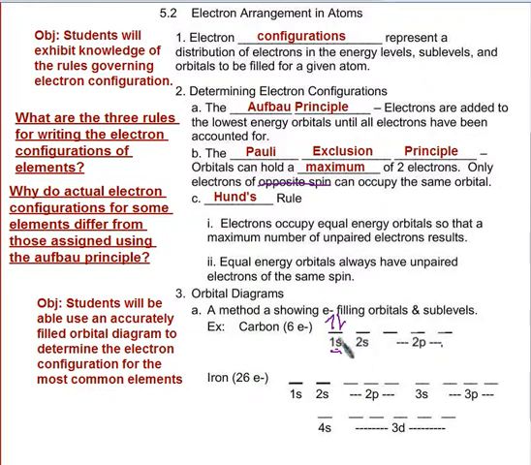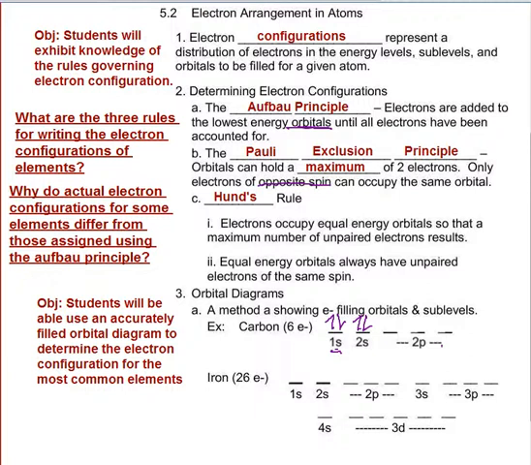Then we have the 2s orbital, because we still have 4 more electrons to go. This is 1 electron, 2 electrons. Those are going to go there because this is talking about the lowest energy orbital, and S is a lower energy orbital than P.